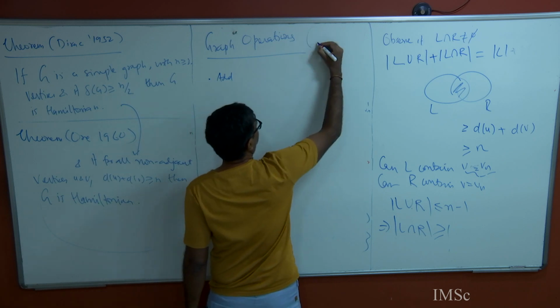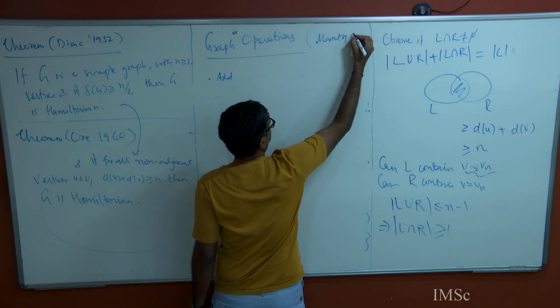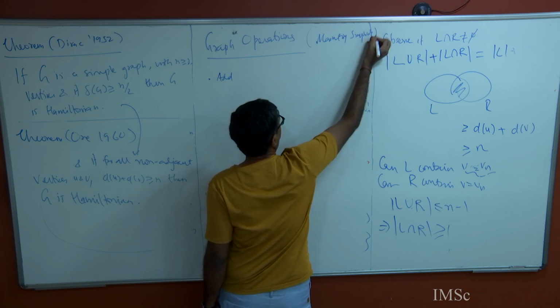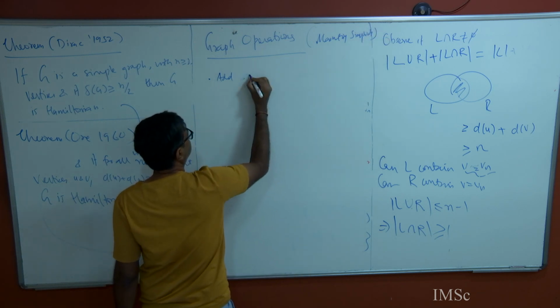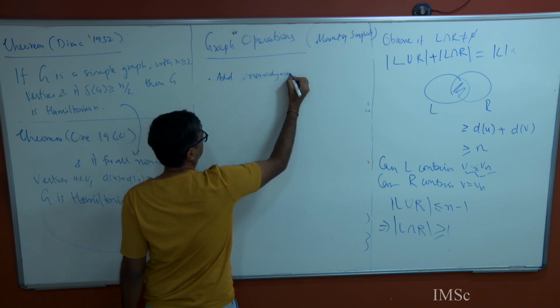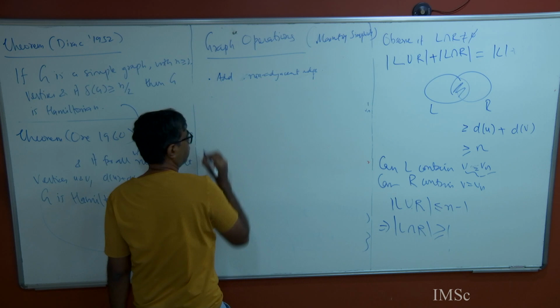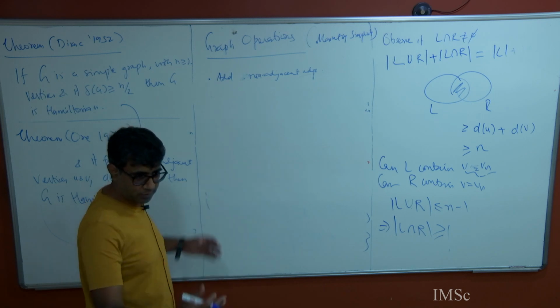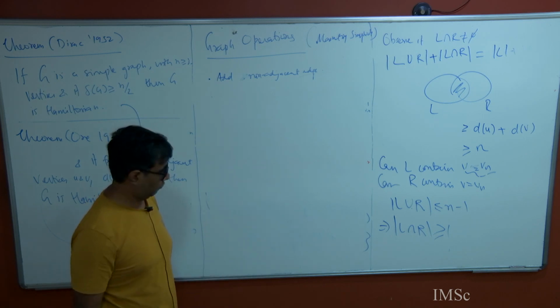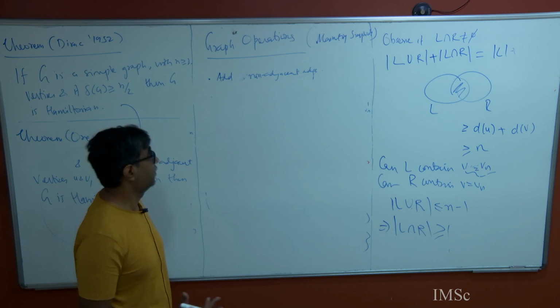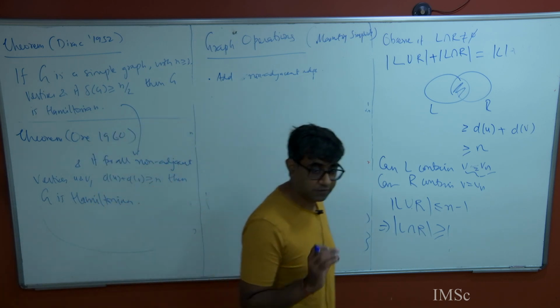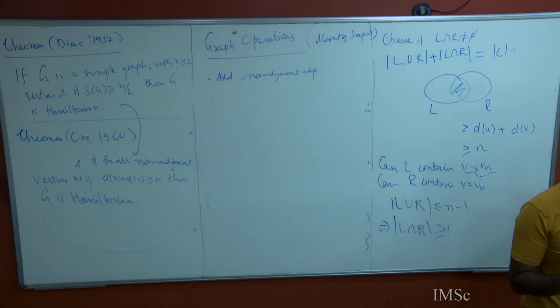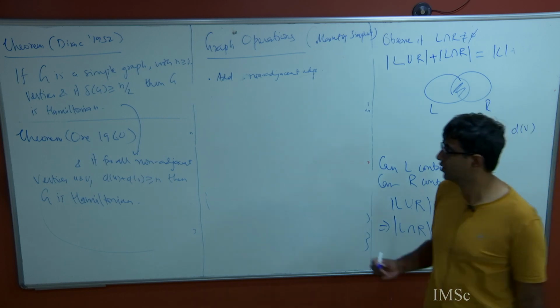Maintaining simplicity. Okay, add an edge, add a non-adjacent edge. Subgraph is not a graph operation, but to get a subgraph from a graph, what is the graph operation we need to apply? Delete vertex, delete edges, right?